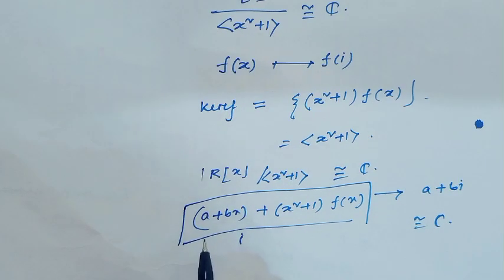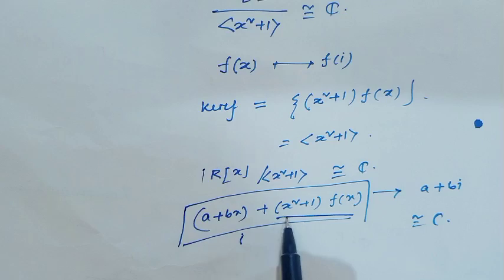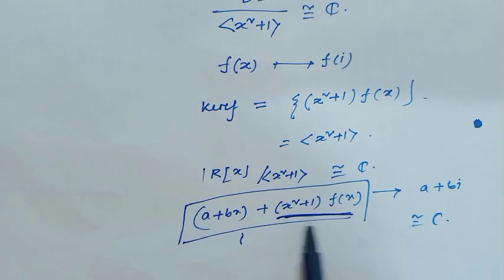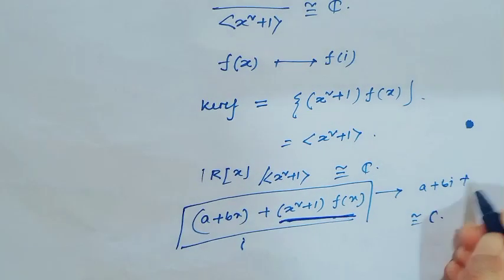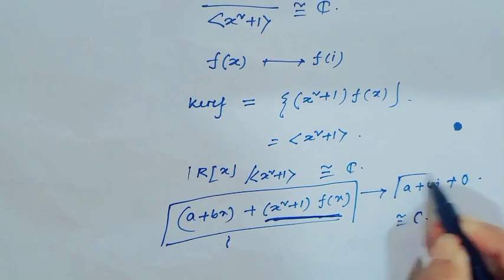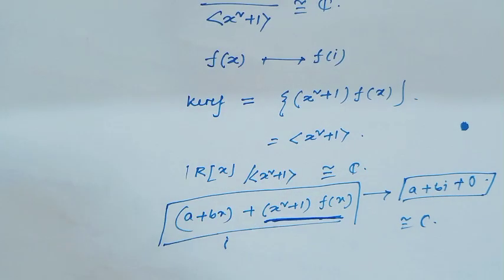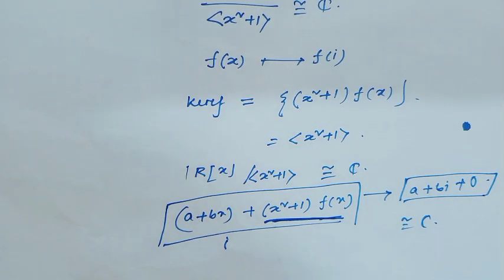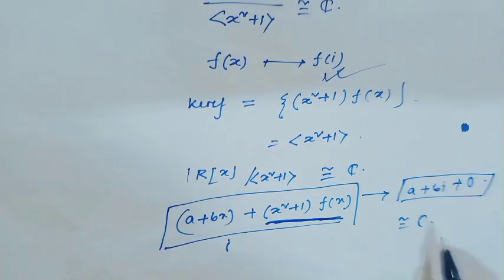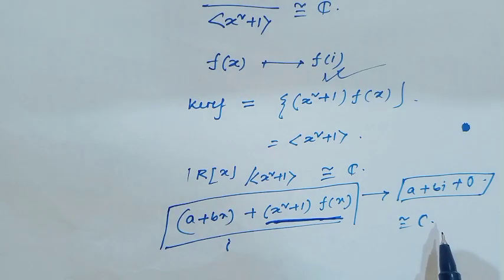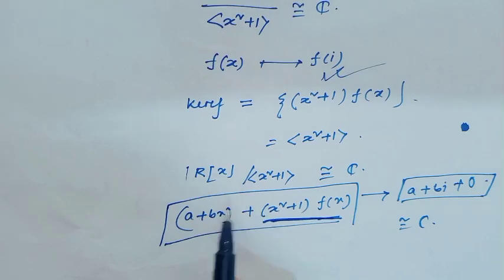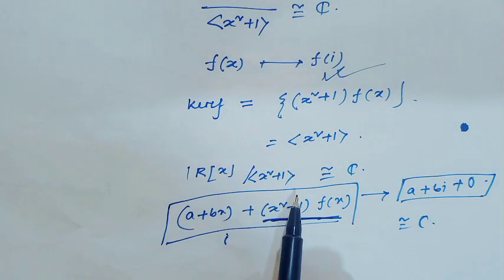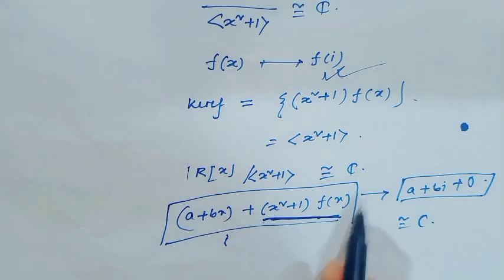i, then this would be A plus Bi, and since this is a member of the kernel, this part would be 0. That means the image would be A plus Bi after putting i. So this is isomorphic to the complex numbers. So R[x] modulo x square plus 1 is isomorphic to the complex numbers.